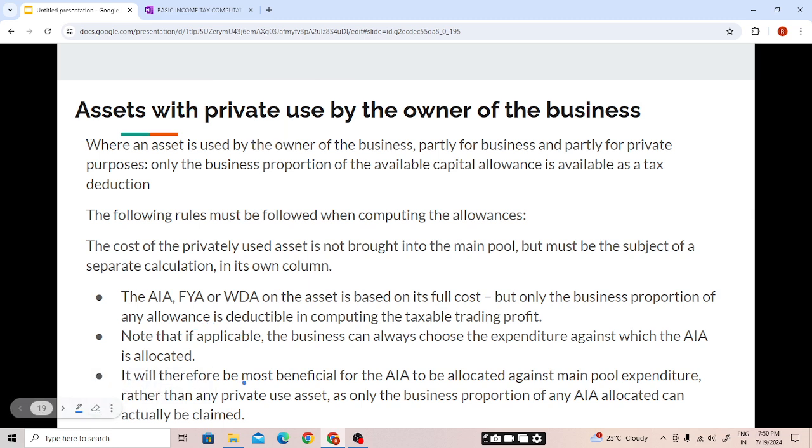And students, we will allocate the AIA to private use asset pools last, because the AIA will be wasted and the allowance will only be calculated for the business use portion. I hope this is clear.